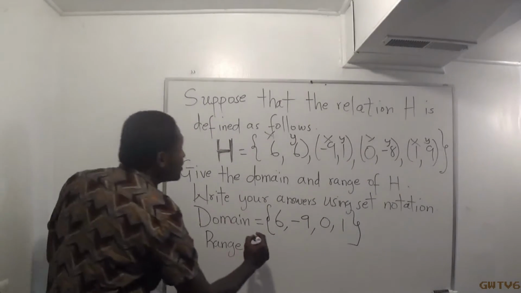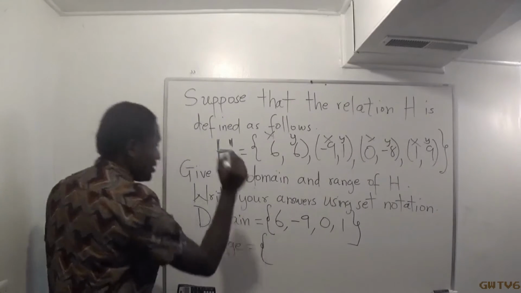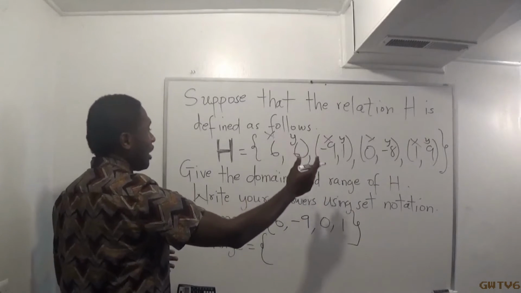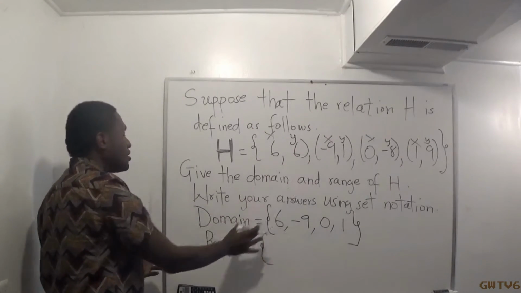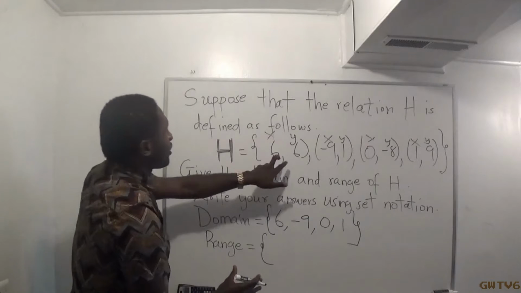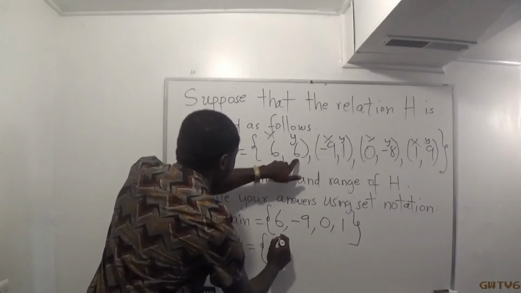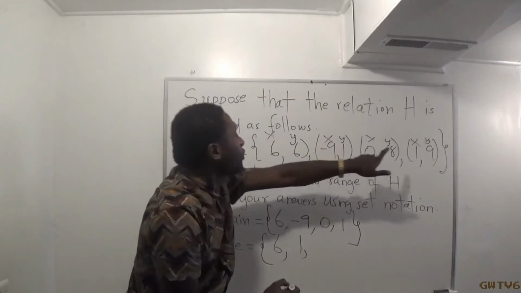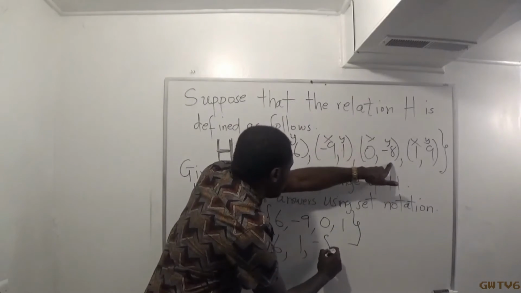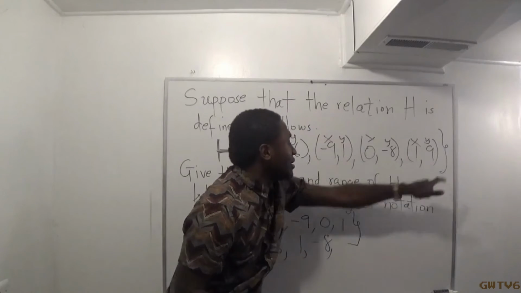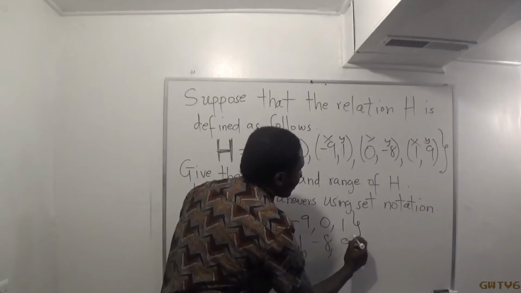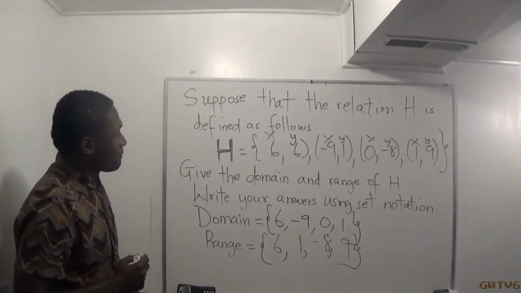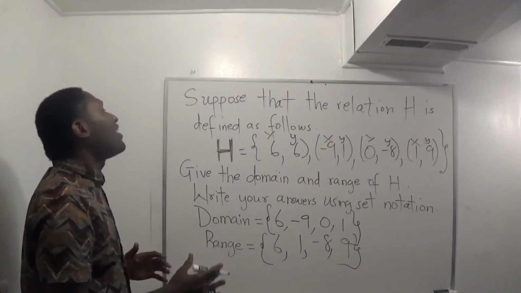And the range, again, I do this. The range is always my y values. So what I have for my y is always my range. So first one here, my y is 6. The second one here, my y is 1. Third one here, my y is -8. And the last one, my y is a 9. And I close it with that. And guess what? I'm done.